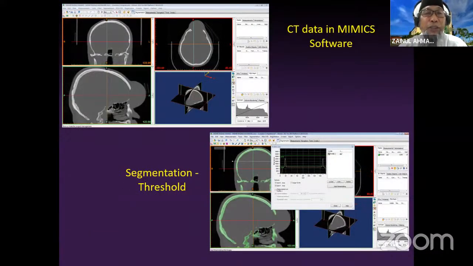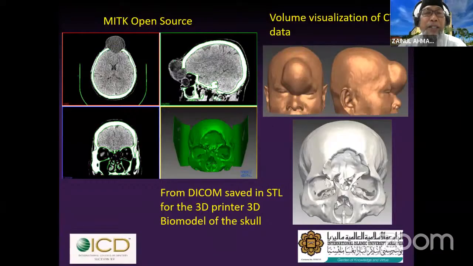Before that, we have to transfer the data to the software, and we need to do some thresholding. As you know, CT scan has some thresholds, for bone and for soft tissue. We need to remove the soft tissue and remain with just the bone. Before we transfer it for printing, this is some of the analysis that should be done. So this is using Mimics software, and you can see from here that from DICOM, we have to change the data to STL format for the 3D printer to read and to print the 3D biomodel of the skull.